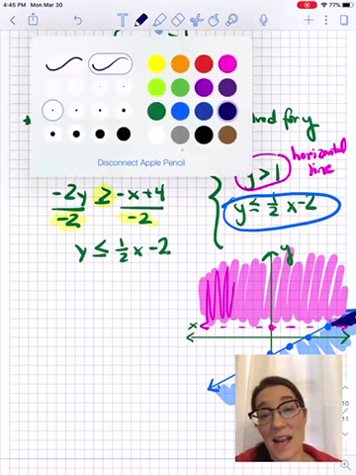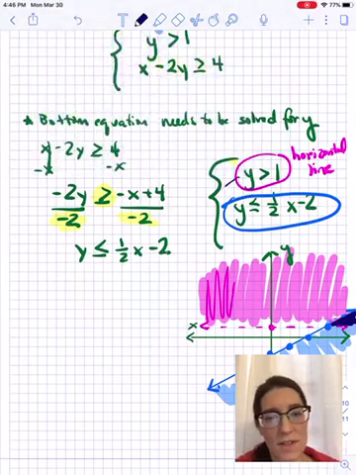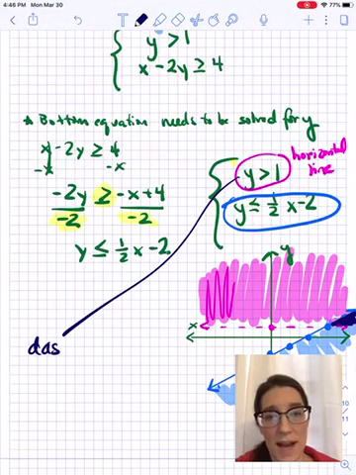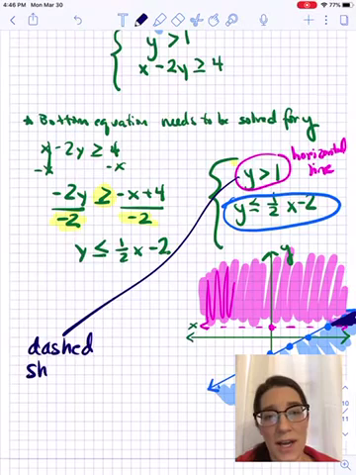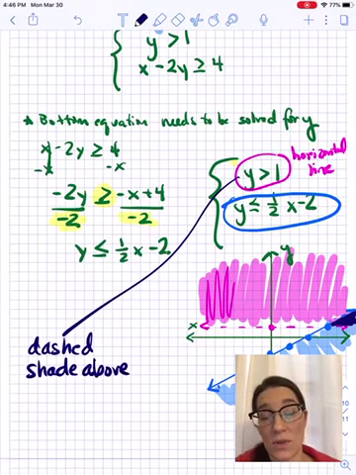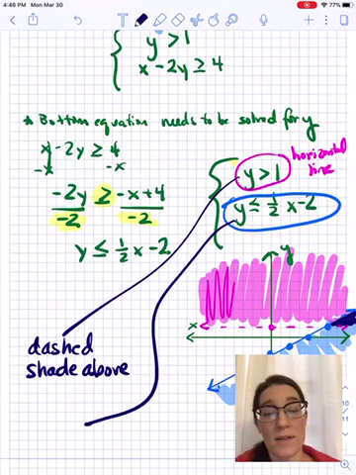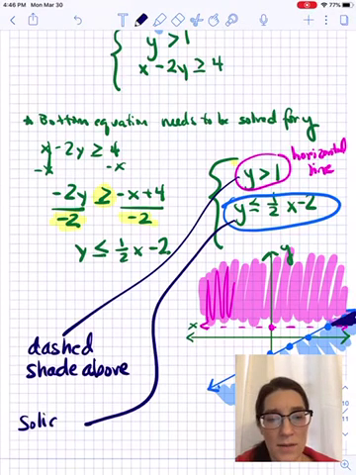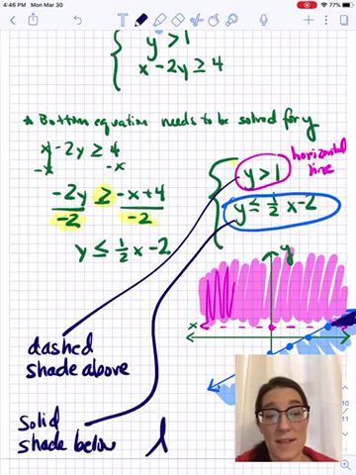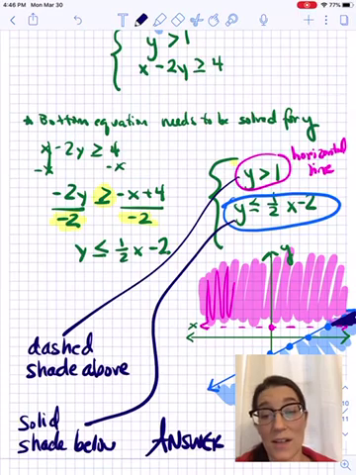But that's the answer. Now, just off to the side here, I'm just going to reiterate the fact that I got a dashed line in this particular horizontal one because it didn't have an equals to, and I shaded above because it's a greater than symbol. On the bottom one, I'm reiterating the fact that it's solid because it's an equals to, and I shaded below because it's a less than. And remember, the answer is the shaded overlap.